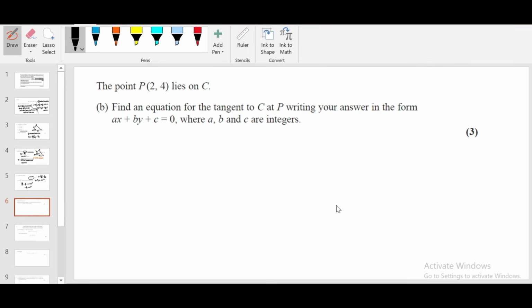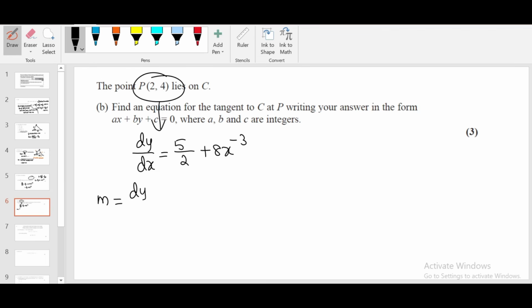Part B is one of the most common questions from differentiation: finding the equation of a tangent or normal. We already got dy/dx from part A, which is 5/2 plus 8x to the power negative 3. Sub in the point to find the slope. The slope of the tangent is dy/dx at P(2, 4), so replace x by 2. I'm going to write it as 8 over x cubed, which is 1, so you will get 7/2.